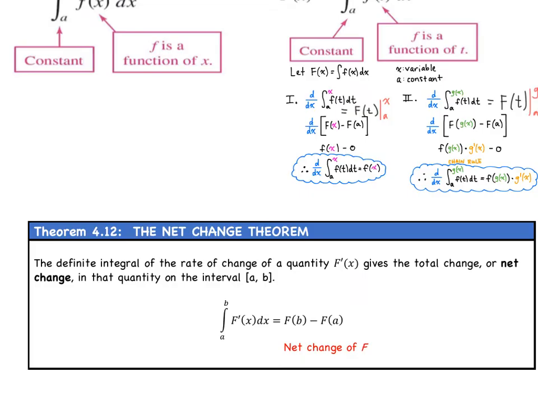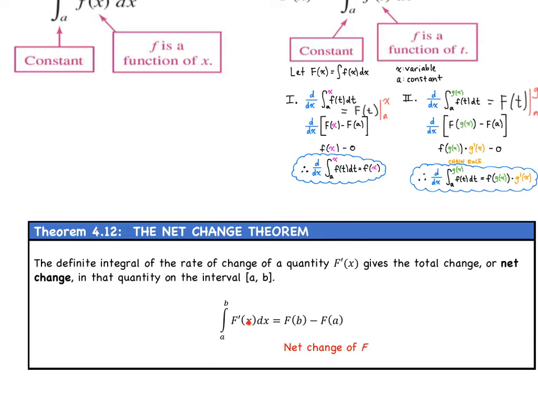The next thing we're going to talk about is the net change theorem. So what is the net change theorem? The definite integral of the rate of change of a quantity, f prime of x, gives the total change or net change in that quantity on the interval. So for instance, this is just what the fundamental theorem of calculus is telling us. It's telling us to integrate this from a to b, knowing that we are integrating a derivative.